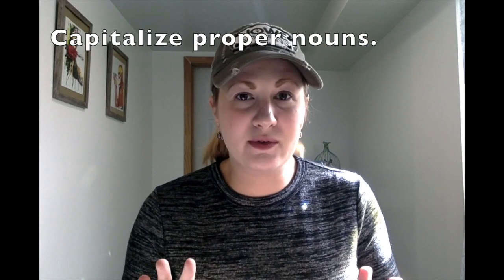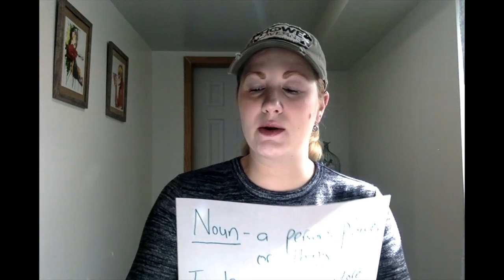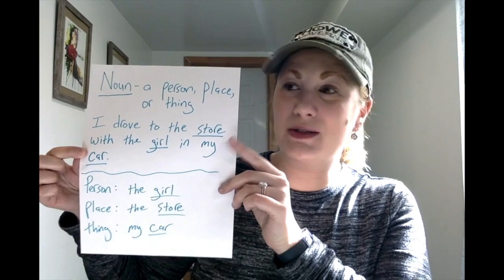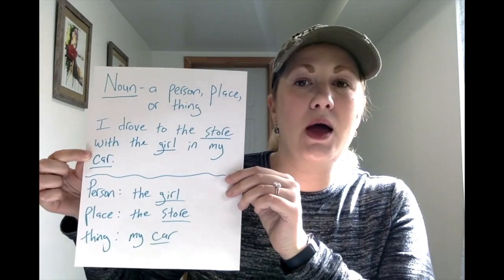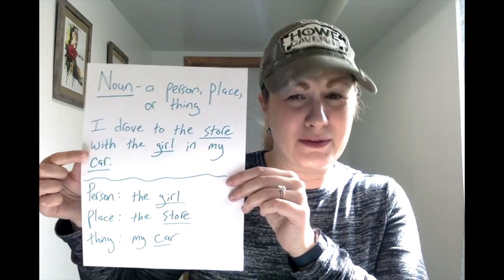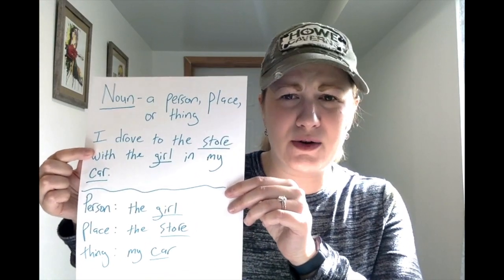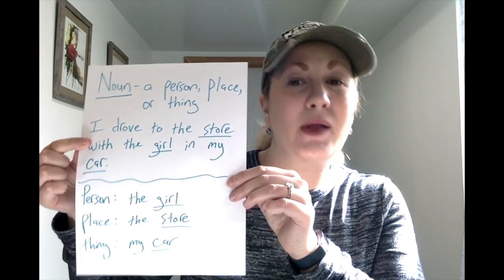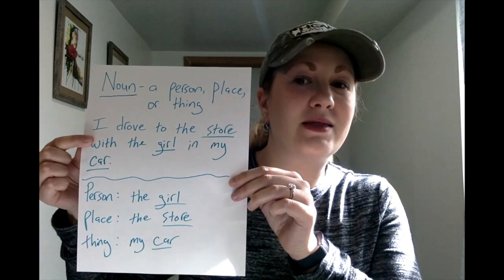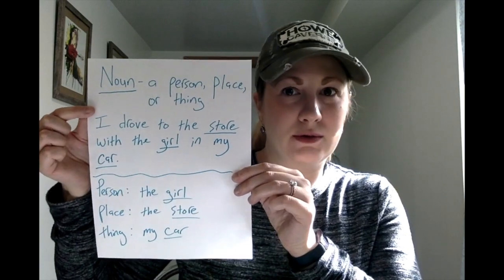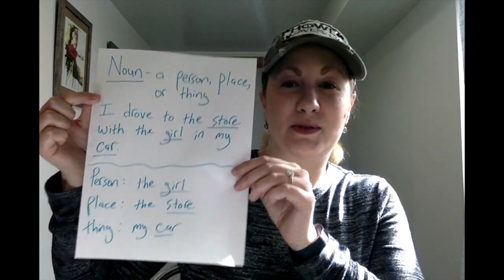So let's just go through the difference between a noun and a proper noun so you understand what to do. You all probably know this. A noun is a person, a place, or thing. So here's a sentence that uses a couple of nouns. I drove to the store with the girl in my car. So in this sentence, I've got a couple of the nouns underlined. The person in this sentence is the girl. The place would be the store. And the thing is my car. Those are nouns, person, place, or thing, but they're not very specific, okay?